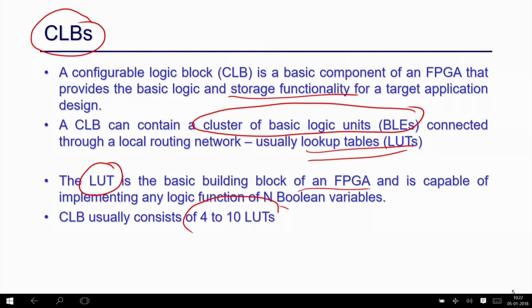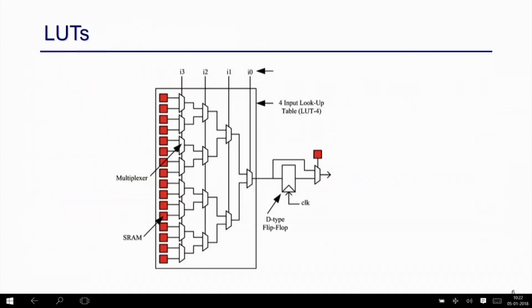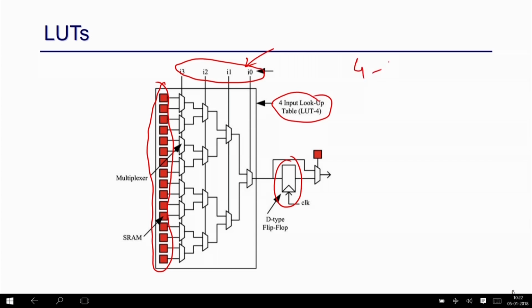Okay. So if you look into these LUTs, a LUT is basically a lookup table, right? It consists of a memory, which is SRAM based 1-bit memory, right? It has some inputs, and they decide which memory bit should go to the output, right? It also has a register at the output. Based on the number of such input select lines, we say it's a 4 input lookup table, right? So 4 LUT. So basically K LUT depends on the number of inputs, right?